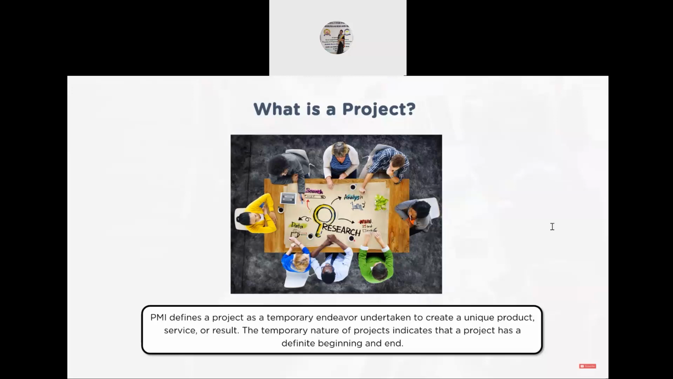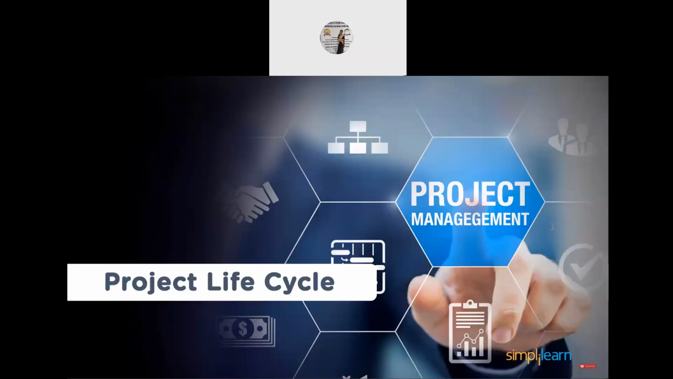So when we say there is a definite beginning and end, every project starts at a certain point in time and ends at a certain point in time. That is the reason it is temporary in nature. It is not an ongoing business activity, right? So every project will have a life cycle, a beginning and end. From when it starts until the end, until the result, service, or product which comes as an output of a project life cycle is delivered.